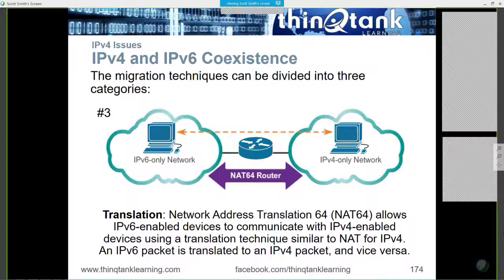The most common technique is dual stack. The downside to dual stack, though, is that you're doing everything twice. If you're running routing, you've got 2 routing instances. If you have ARP caches or ICMP neighbor caches, you have that twice. So that's the downside to dual stack. You're kind of running things twice.